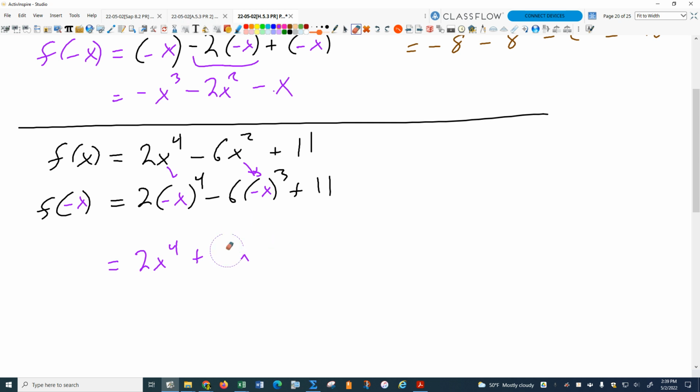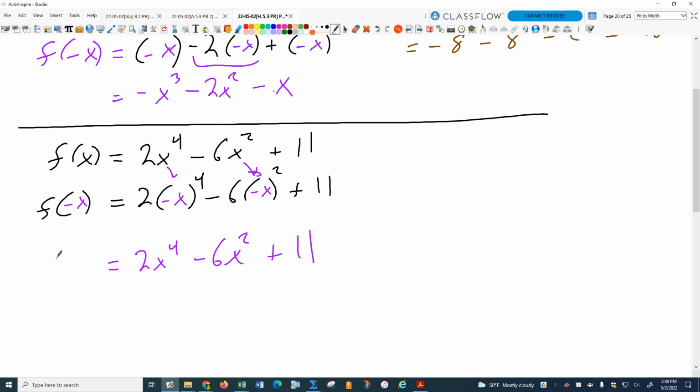Let me go back here. That was supposed to be a squared. I made that squared on purpose. So now, again, Kylie, what's that going to be? So -x quantity squared is? Okay, good. I'm going to get -6 times a positive x squared. And the 11 just stays the same, right? Okay, what did we find? What's f of -x equal to this time? f of x. Yeah, how about that?